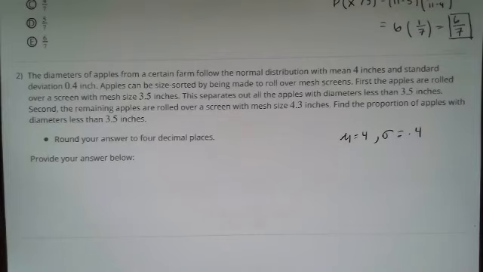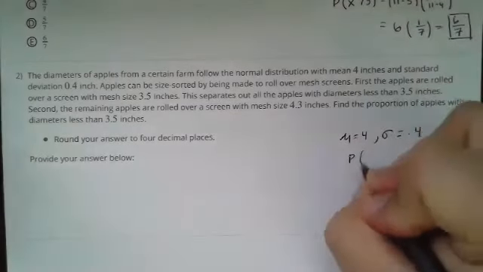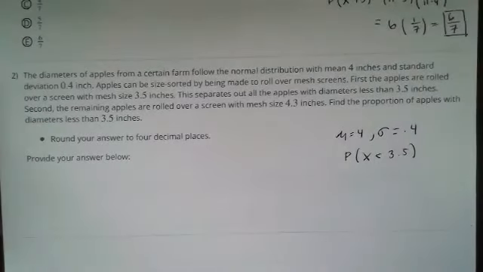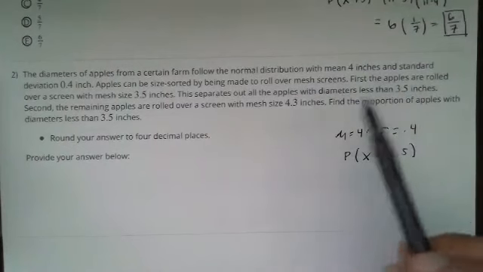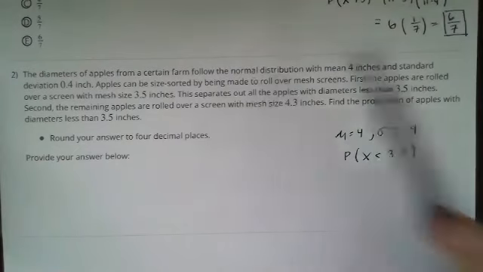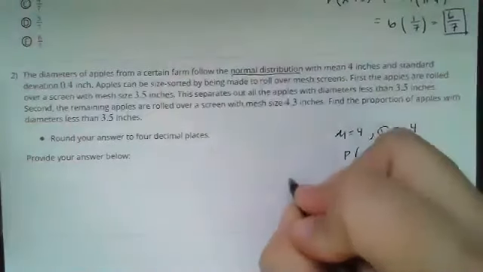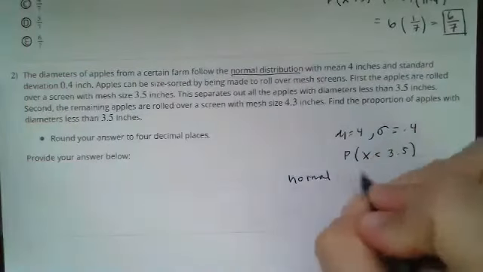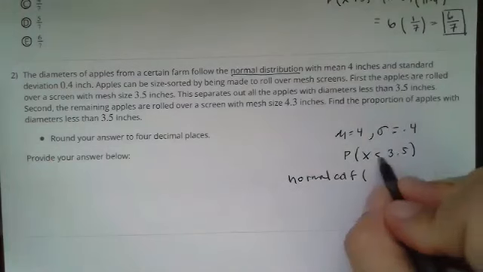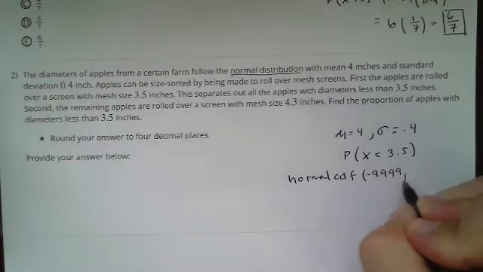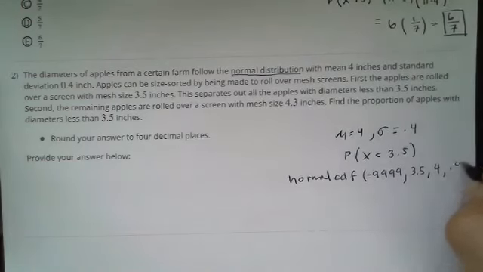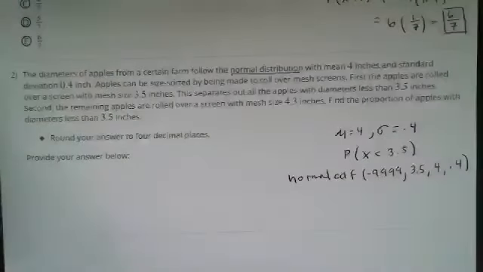So you want to find the area under the curve of apples less than 3.5. For this one, we use our calculator because we don't know the function, okay? But we do have mu, and we do have sigma, and we also know that it's normally distributed. So since it's normally distributed, we would use the normal CDF function. And it's going to go to the left, right? Because it's less than, so it's negative 999 comma, and then it's 3.5, and then it's the mu, which is 4, and then the standard deviation, which is 0.4. So go ahead and do that on our calculators.